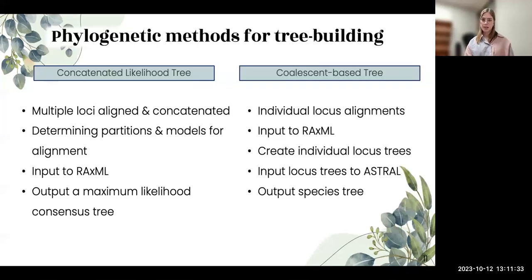The second tree that I created is a coalescence-based tree. In this case, it was individual locus alignments that I input into RAxML again, but this created individual locus trees. Then we input all of the locus trees into another program called ASTRAL, and that outputs a single species tree. At the time that I made this presentation, I hadn't finished this tree yet, so I don't have it included in my presentation, but as of yesterday, I do have my coalescence-based ASTRAL tree.